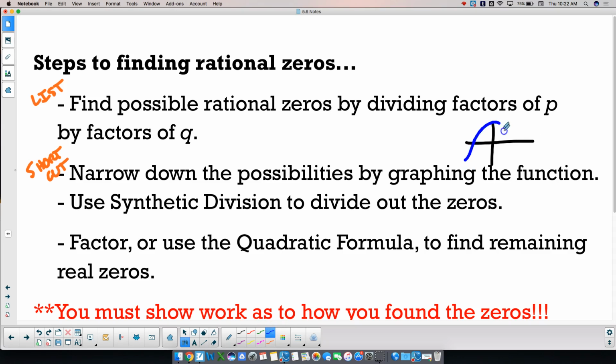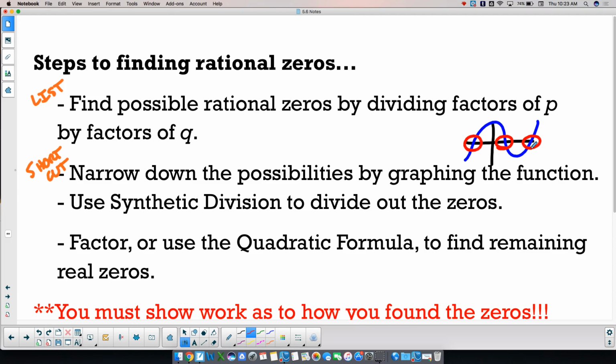So if it goes here and here and here, you're going to look at there, there, and there as your zeros. And if they're nice, easy numbers that are in your list, those are the ones you go to first, because those are the zeros of your function. If they're not nice and easy numbers, then you wait and you save those, because that's probably going to be a quadratic formula at the end. But we'll get into that momentarily.